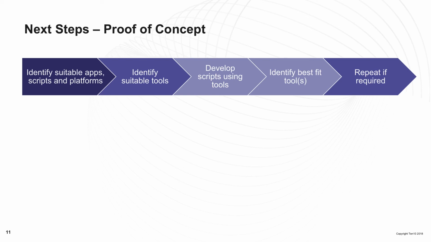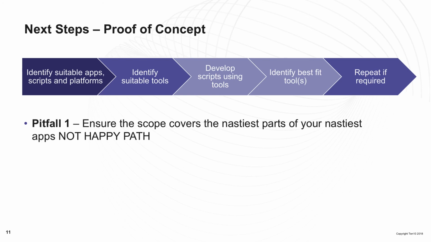So the first thing is to ensure that the scope covers the nastiest parts of your nastiest, gnarliest applications. If you have anything that's a little bit unusual, if you have anything that you think is going to be troublesome, make sure that goes in the melting pot. You're not interested in the happy path here. You don't want to find yourself in a situation a few months down the line after you've made a tool choice where you find that there's some part of the application that is a massive showstopper and the tool you've chosen will not allow you to automate it. This is your chance to put everything that is going to be nasty that could potentially be a showstopper in that proof of concept.